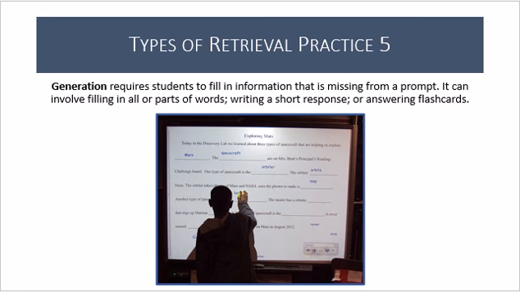The last type of retrieval practice we'll discuss is generation. Generation requires students to fill in information that is missing from a prompt. Generation can take the form of filling in full words or parts of words, writing a short response, or answering flashcards. Research has shown that tests that include generation activities seem to be better at bolstering student learning retention than multiple choice or true-false tests because those activities require students only to passively identify information, not actively fill it in.